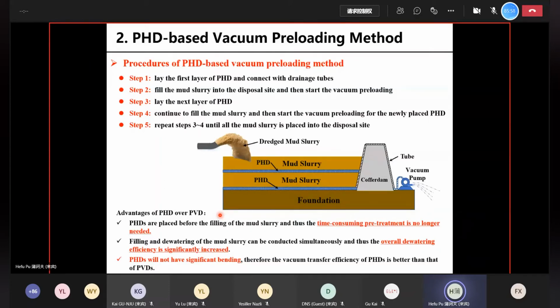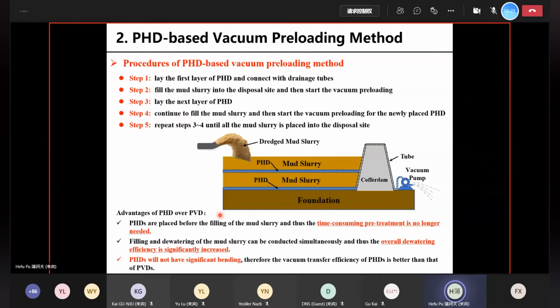And secondly, because the PhDs are placed earlier, we can do the filling and also the dewatering of the mud slurry simultaneously. Namely, as we place the mud slurry into the disposal site, at the same time, we can dewater the mud slurry, so we don't need to wait. And because of that, the overall dewatering efficiency is significantly increased.